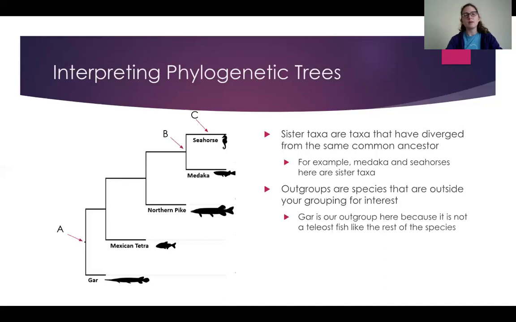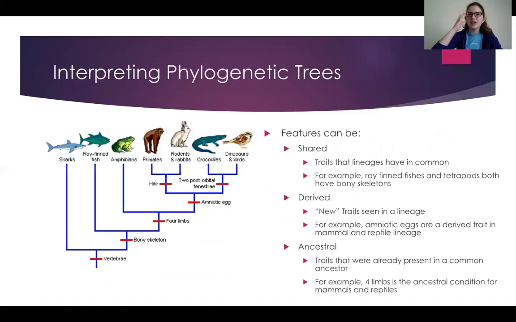And then also when we're talking about phylogenetic trees, it's important to talk about traits once more. So features are often used in these phylogenetic trees for organisms to denote where different organisms have diverged from one another. So features can be shared where two lineages have that same trait in common. So for example, ray-finned fishes and tetrapods both have bony skeletons. Traits can be derived. In a derived trait, those are traits that are new for a particular lineage.